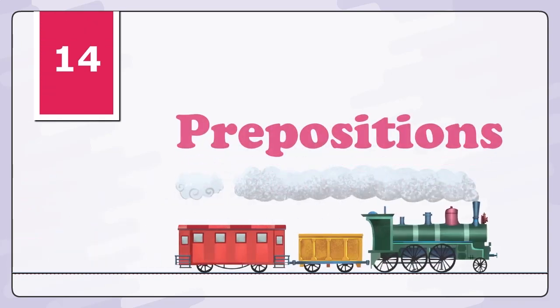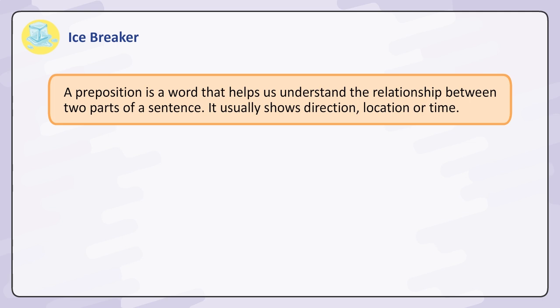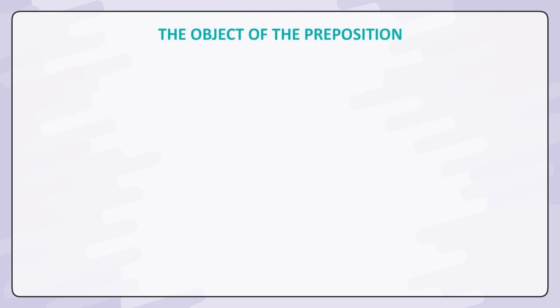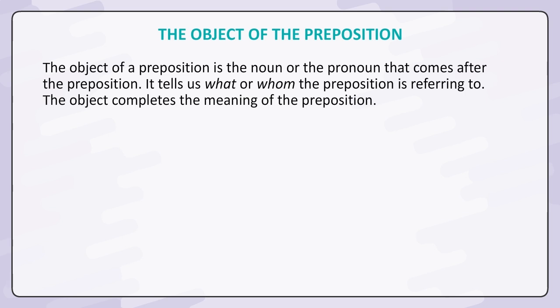Lesson 14. Prepositions. Icebreaker. A preposition is a word that helps us understand the relationship between two parts of a sentence. It usually shows direction, location, or time. The object of the preposition. The object of a preposition is the noun or the pronoun that comes after the preposition. It tells us what or whom the preposition is referring to. The object completes the meaning of the preposition.